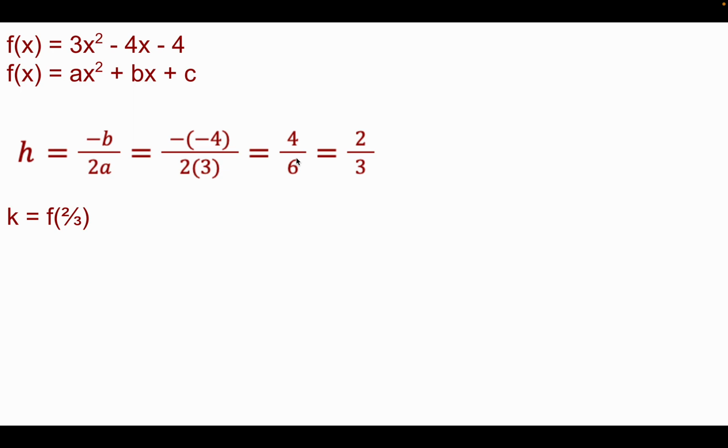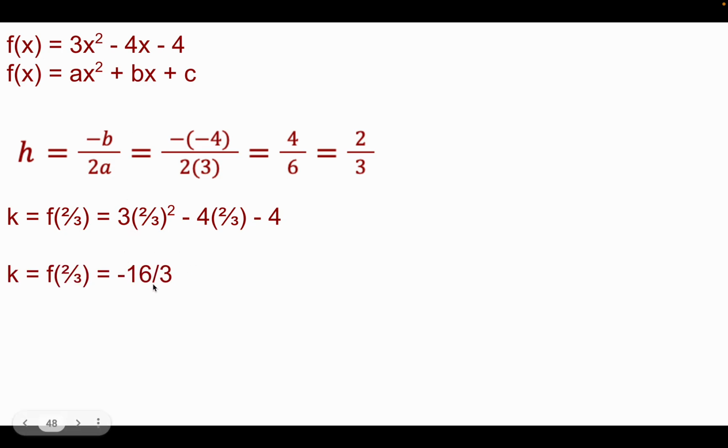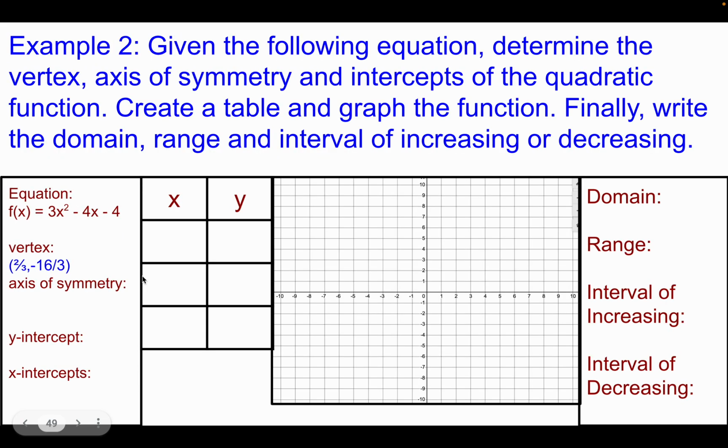So my h value is 2/3. Now if I want to get my k value, I have to plug in 2/3 into this function. So I'm going to put in 2/3 for x. So I'm going to say 3 times 2/3 squared minus 4 times 2/3 minus 4. And if I calculate that using Desmos, I'm going to get negative 16 over 3. So what that tells me is that my vertex is at 2/3, comma, negative 16 over 3.